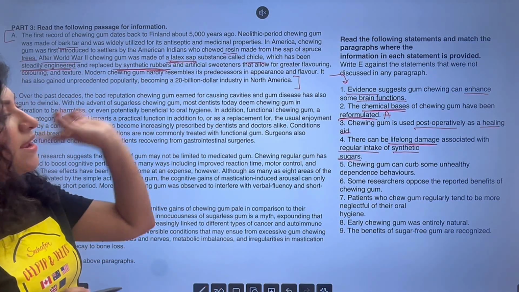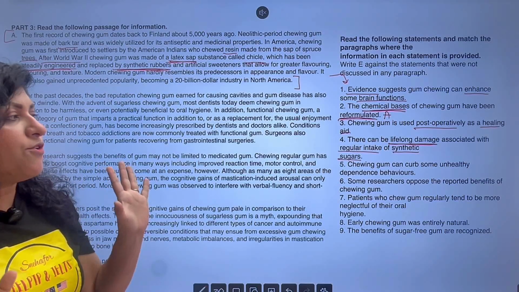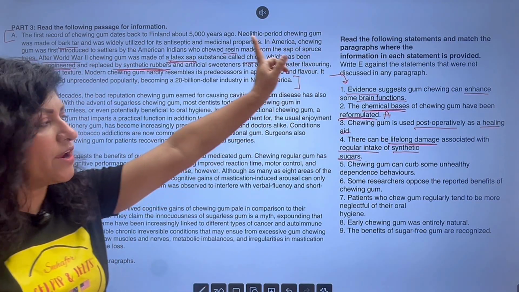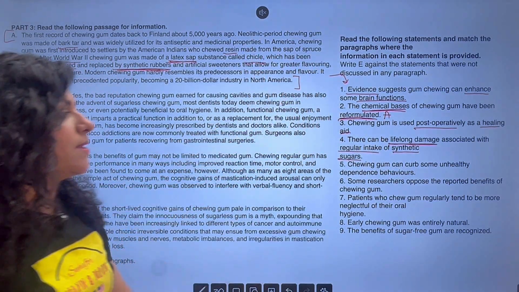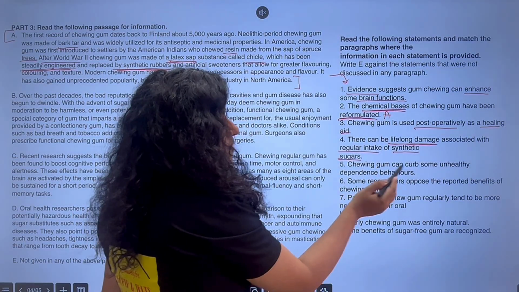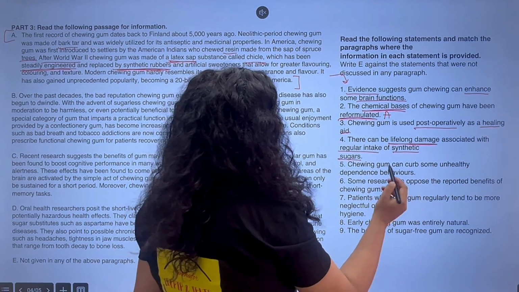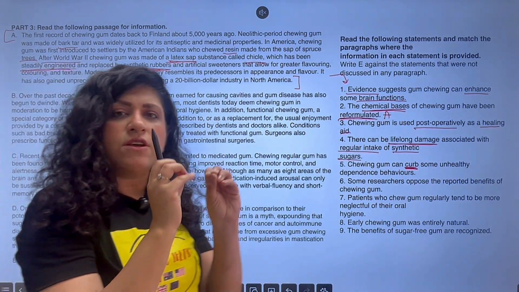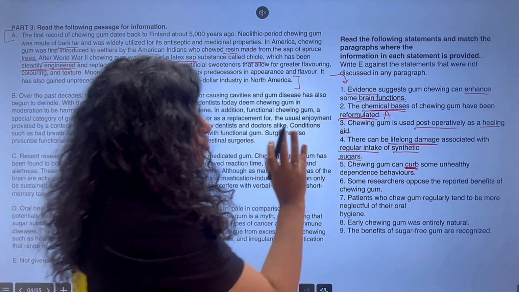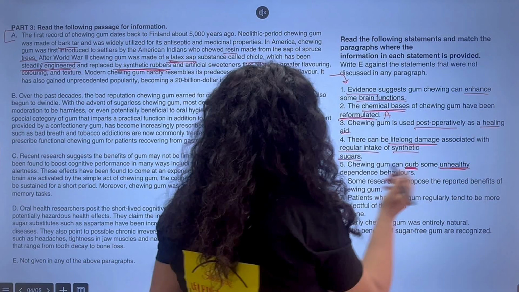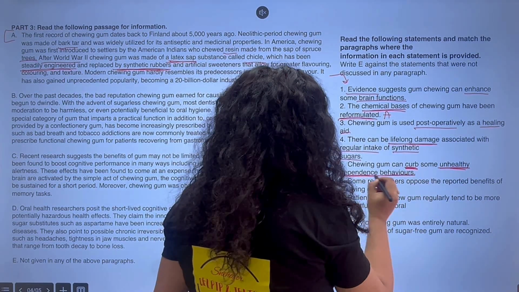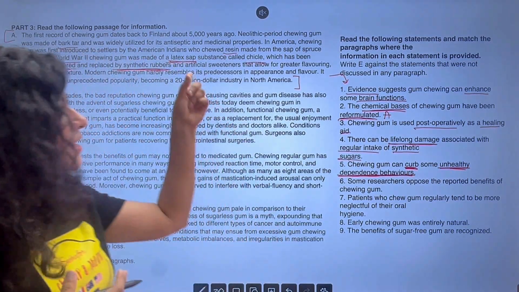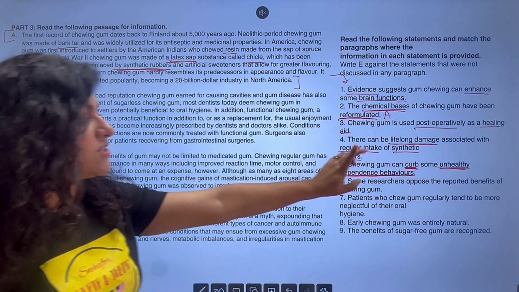Now again, para A does not talk anything related to lifelong damage. I know there is no such keyword in para A that you find related to question number 4. It's not there in A. Come to question number 5. Chewing gum can curb some unhealthy dependence behavior. Curbing means to stop, to put an end to something, to diminish something. So can chewing gum be used to stop, to put an end to some unhealthy behaviors? Again, A does not talk about it. We leave this one as well.